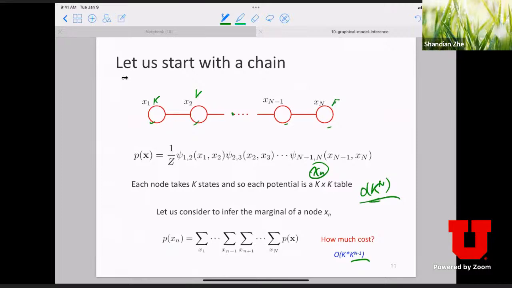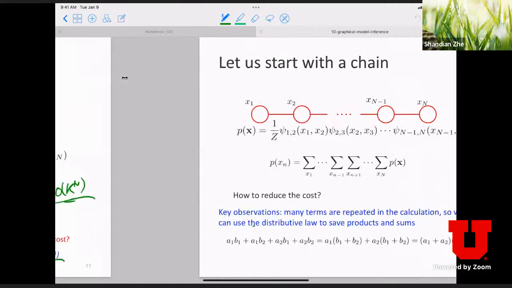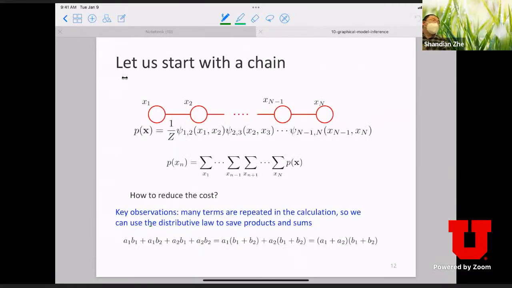So the natural question would be, how can we lower the cost? How can we make the computation a lot easier, a lot more practical? The key idea is as follows. Because many terms are repeated in the calculation, we do not want to repeatedly retrieve those terms, multiply them with other terms, and add them together.